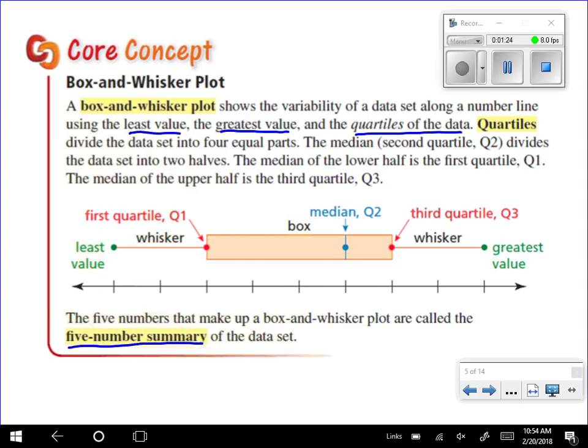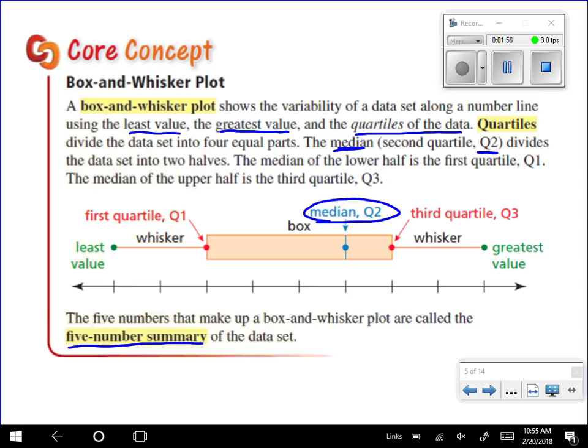Okay, quartiles divide the data set into 4 equal parts. So you'll see here, here's part 1. Okay, this would be part 2. This is part 3, and this is part 4. Okay, and you'll see kind of this broken up. So the median is the second quartile. So we have to be able to find the median, which, again, not difficult. And that divides the data into 2 halves. So you'll see the median here. We have this half and this half.